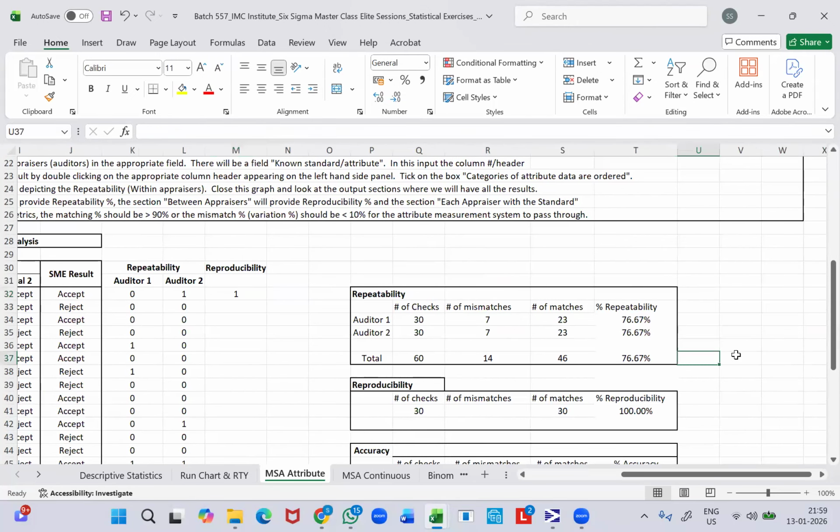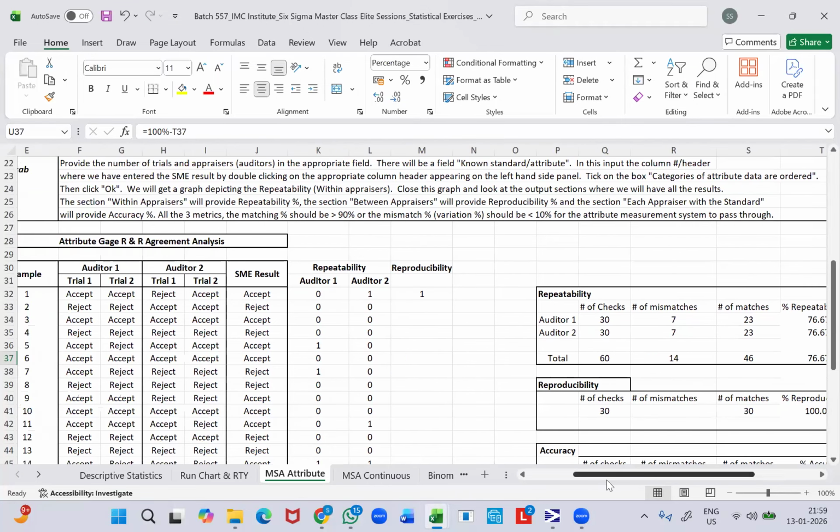So let me also calculate the overall variation percentage for repeatability. So this will be 100% minus the matching percentage, which is 76.67%. And you just round it off to 2 decimals. So as we expected, the repeatability variation percentage is 23.33%. So way above the criteria limit of 10%.